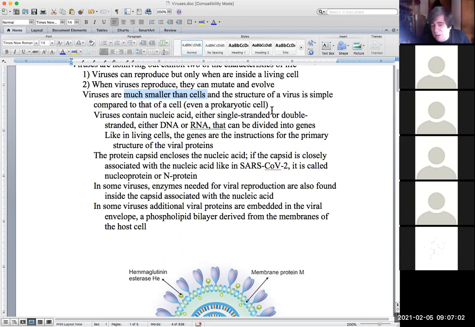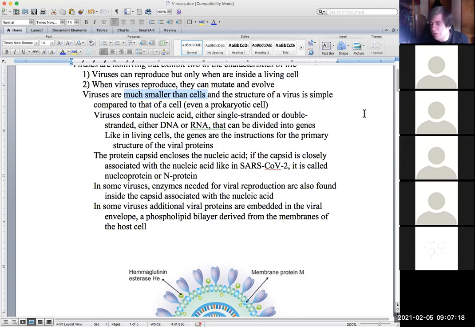They might have really just 2 or 3 genes. They might have up to about 60 or 70. So 60 or 70 versus over 4,000 in a prokaryotic cell, over 20,000 in a eukaryotic cell, very small.